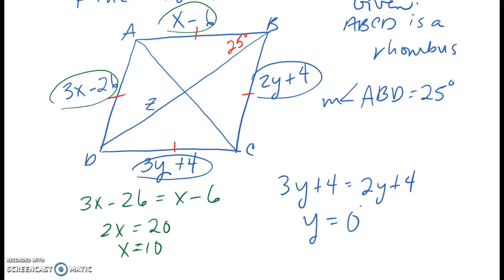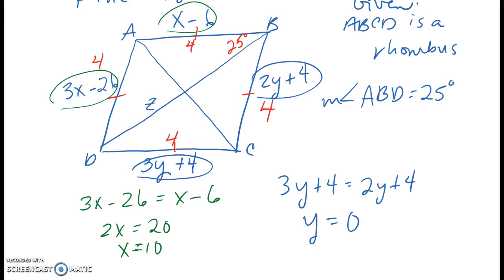Now, sometimes it's helpful to go and plug these back in to find what the side is going to be. And if I do that, if I plug my 0 back in up here, it looks like 2 times 0 plus 4 is just a side length of 4, which means that all of these are going to be a side length of 4. Now, I don't know if I need that information or not, but sometimes it's worth finding in case we need that later.